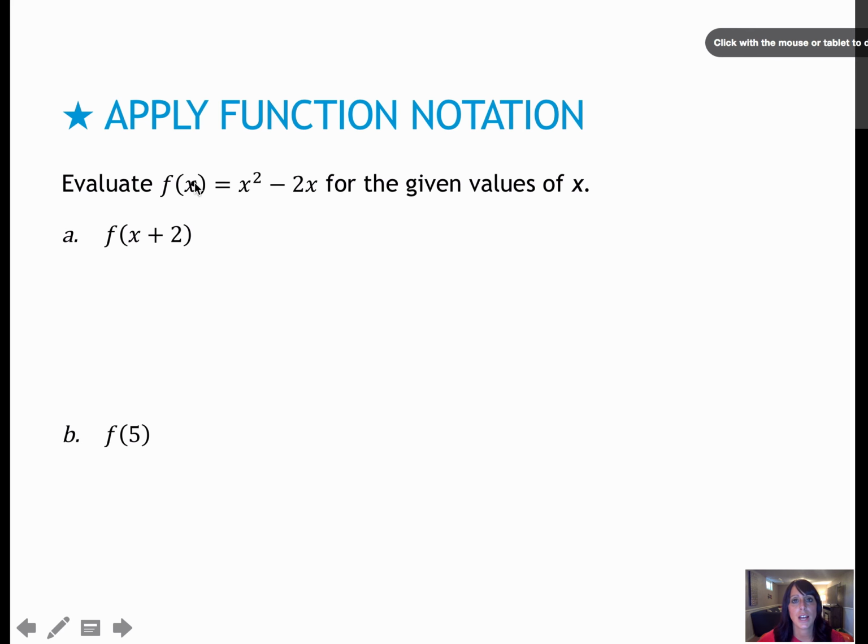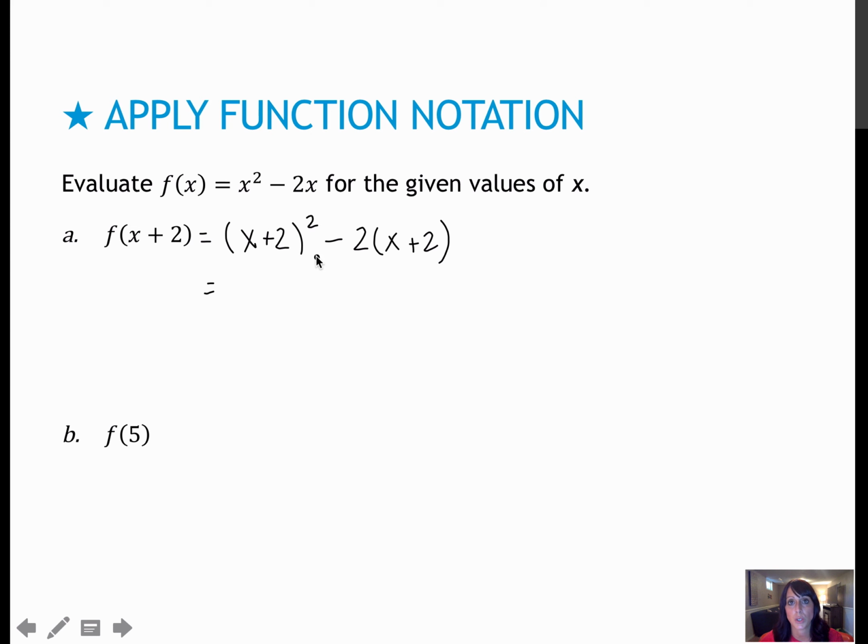Again, I've got the function f of x. Every time I see x, I replace it with whatever they ask me to replace it with, and then do whatever simplification I can. So in this case, I've replaced x with x plus 2. For my first example, that means, of course, I'm going to have to FOIL this out, because this is actually x plus 2 times x plus 2. FOILed out, that would be x squared plus 4x plus 4. And then I would take my minus 2 times x, so that's minus 2x, and my minus 2 times 2, so that's minus 4.